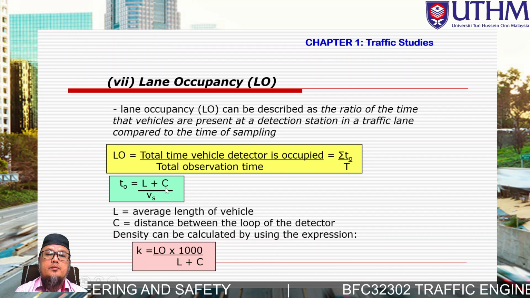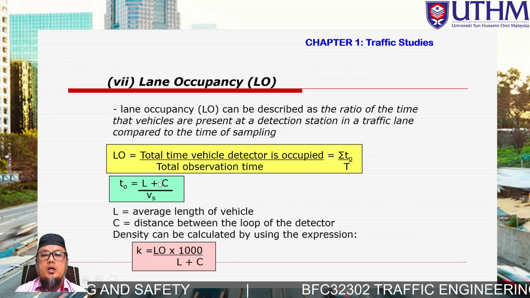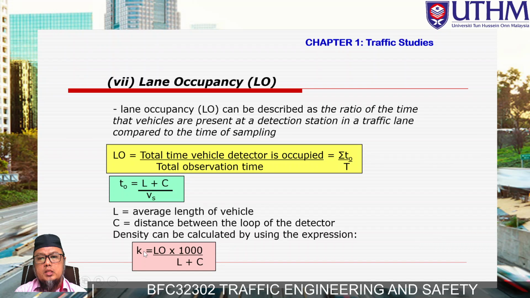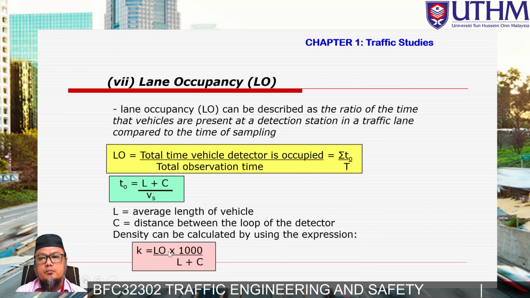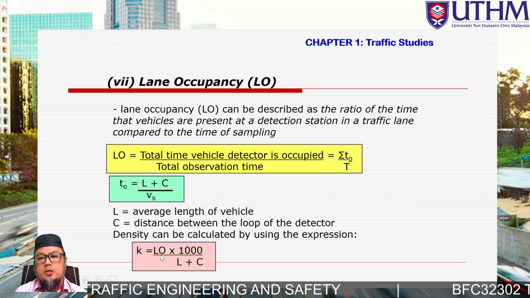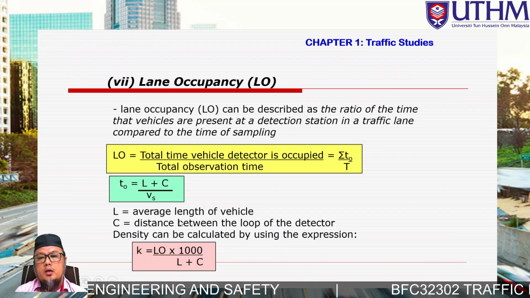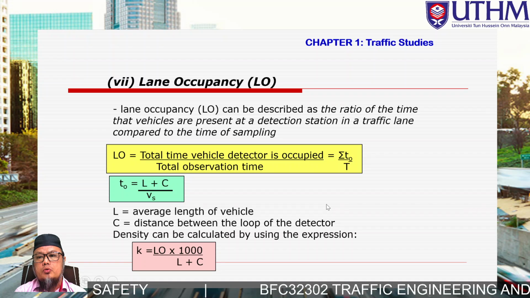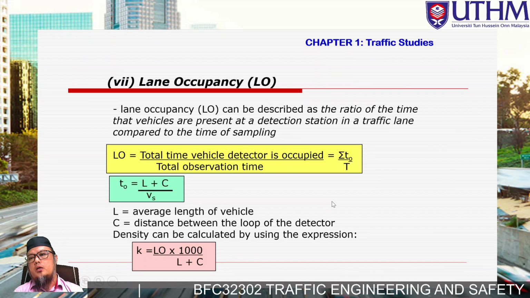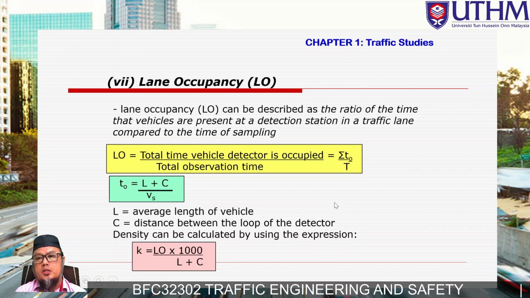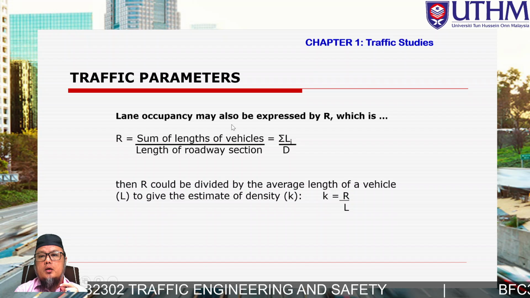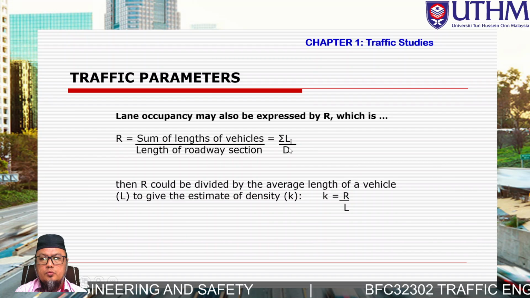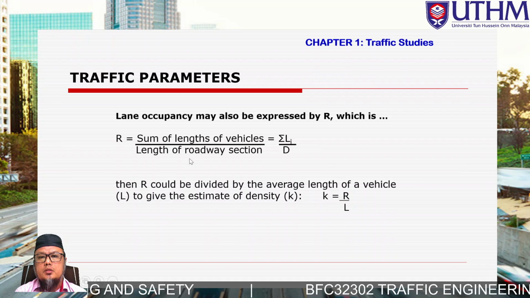We can also determine T naught from L plus C over V, if we have the speed for that particular vehicle. Then we can also determine density using this extension from lane occupancy, by multiplying by 1000, divided by L plus C. L is the average vehicle length, and C is the loop distance from the detector. So you can remember the methods of measurement to collect volume or speed: we have loop, tube, pneumatic detectors. We can also consider this method for lane occupancy, length of vehicle over length of roadway section.